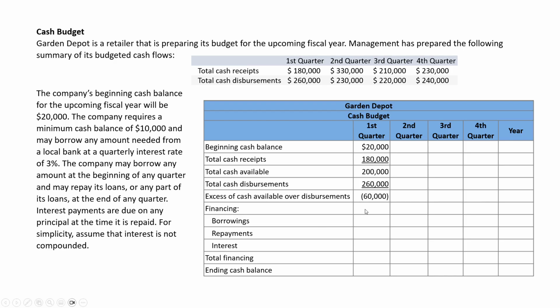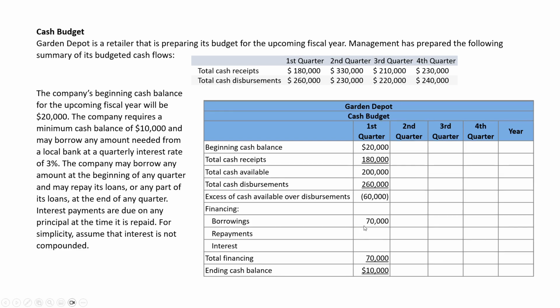So jumping back here, we have a known deficiency throughout the quarter of $60,000. We're going to have to borrow. What are we going to borrow? We're going to borrow $70,000. Why are we not borrowing $60,000? Because we also need a minimum amount of cash on hand at the end of the quarter of $10,000.